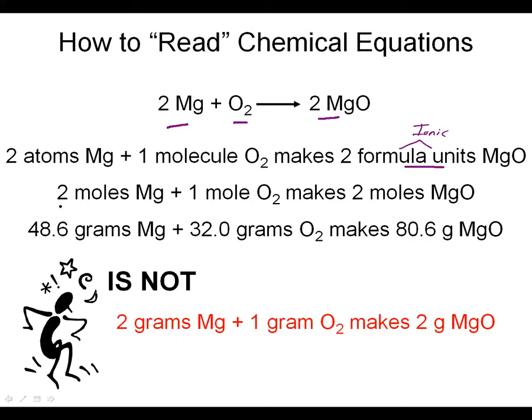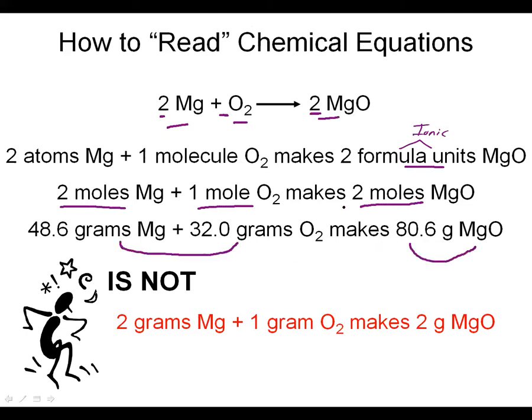But really the relationship that we'll use the most is the mole to mole relationship that you may be familiar with when we start talking about stoichiometry. And that also comes from the coefficients. We could say that 2 moles of magnesium react with 1 mole of O2, gives us 2 moles of magnesium oxide.